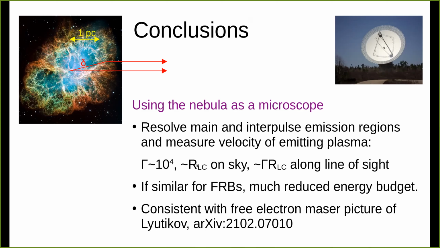This has implications. It means the energetics are in some sense easier. Things are not really as bright as they look. It's mostly boosted from relativistic motion. If the same is true for FRBs, that means their energy budget is much reduced. And it's actually quite consistent with nice theoretical work by Maxim Lyutikov, a former citizen, about how this emission should occur. So I better stop.